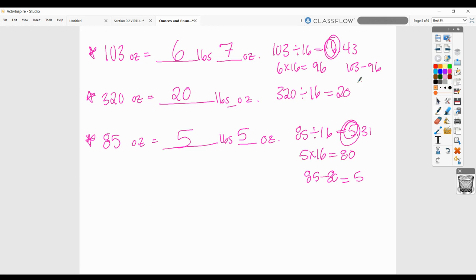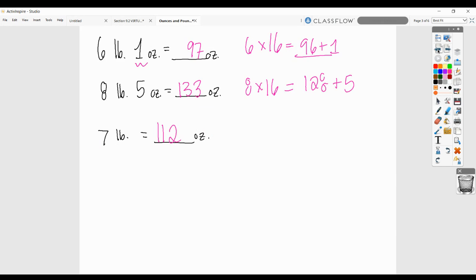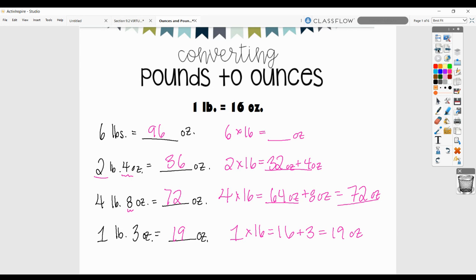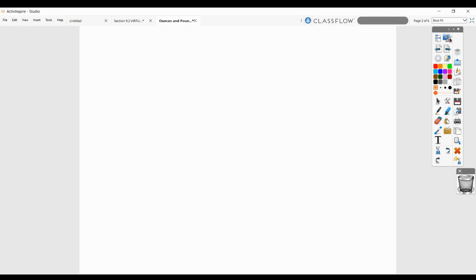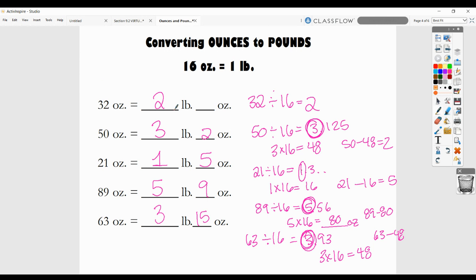All right, so what we did today is we converted from pounds to ounces, which is multiplying the pounds by 16, adding on any extra ounces, and then going the other way. If it's written in ounces, divide by 16, use the whole number, that's how many pounds it goes in. And then anything extra there ends up being your extra little ounces.